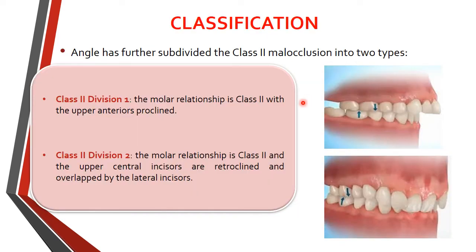We have the Class II Division 1, in which the molar relationship is Class II, but we have a proclination of the upper anteriors. And we have the Class II Division 2 malocclusion, in which the molar relationship is Class II, but we have a retroclination of the upper central incisors, and they are usually also overlapped by the lateral incisors.